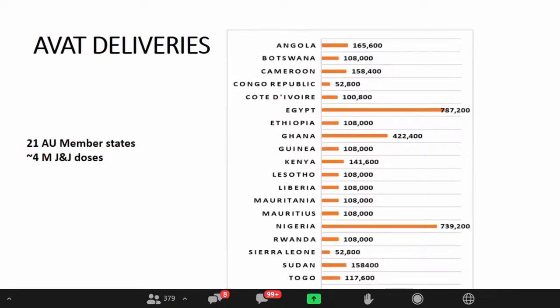Then this is just a rundown of the AVAT doses that we have distributed to 21 member states, and over 4 million doses of J&J have been distributed, or about 4 million. So this is the overview. The bulk has gone to Egypt and Nigeria. So countries request when they are ready, and we send to them the vaccines.